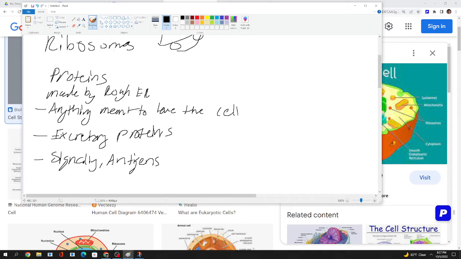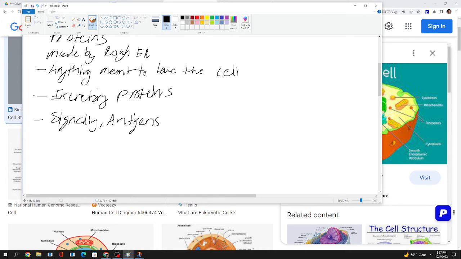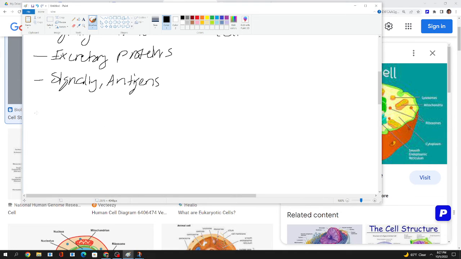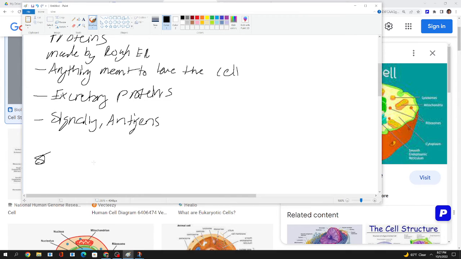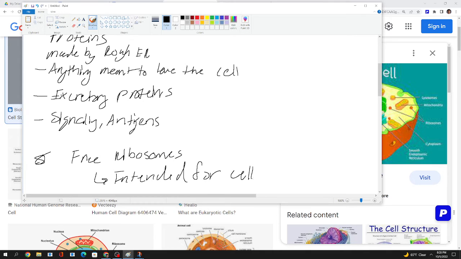It's not super important, but you have to know that rough ER 99% of the time makes excretory proteins, and rough ER ribosomes do that, okay? Then there are things called free ribosomes. These ribosomes are not connected to anything. They are just suspended in the cytoplasm. They make proteins that are intended for the cell. Okay? Intended for cell usage.